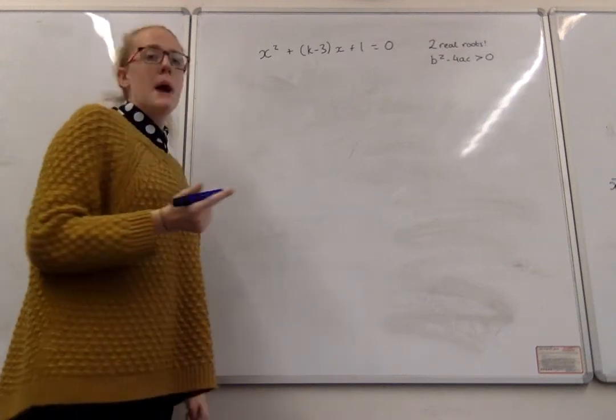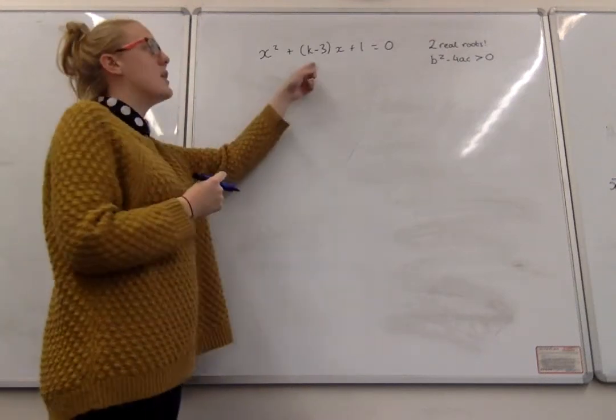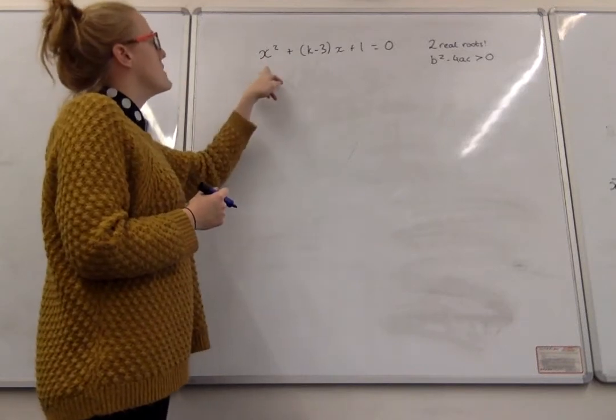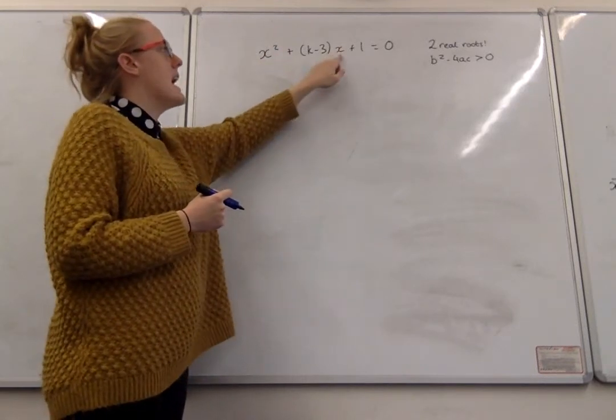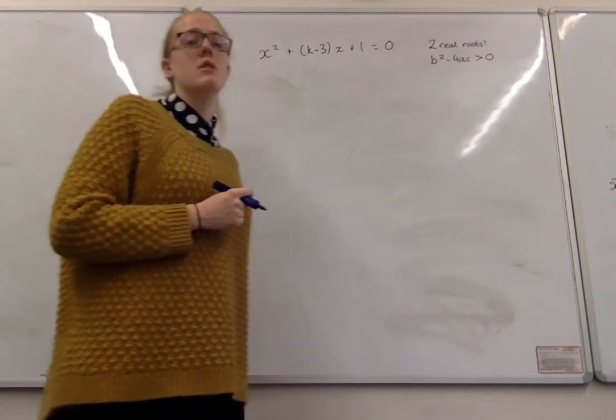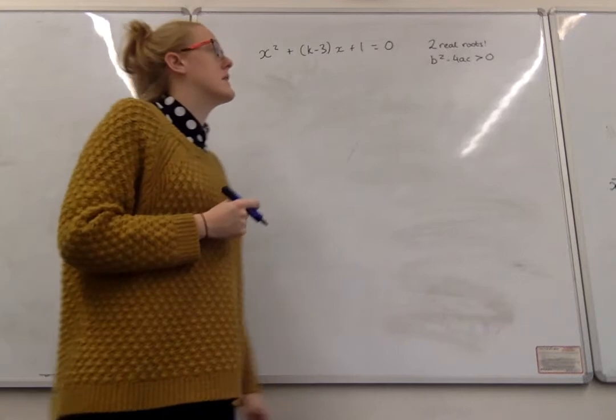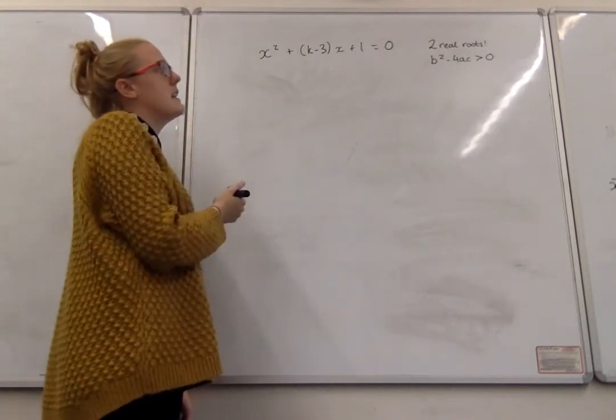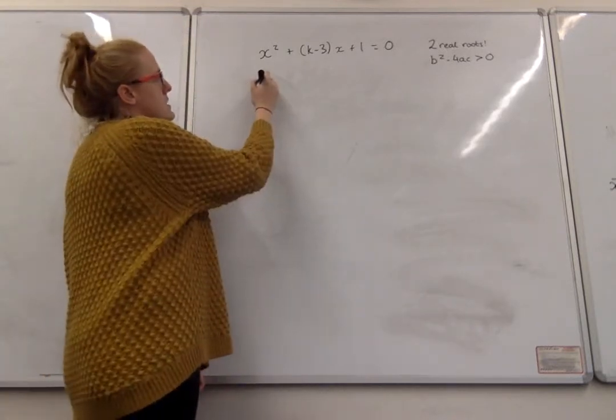Okay guys, so I'm going to help you out today by considering one of the k questions. This one that we've got is x squared add (k minus 3)x plus 1 is equal to 0. We're told in the question that it has two real roots, meaning that the discriminant must be bigger than 0. So let's start by taking the numbers of a, b and c and plugging them into the discriminant.